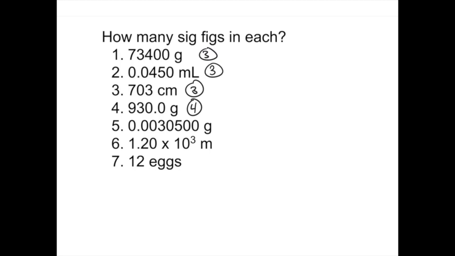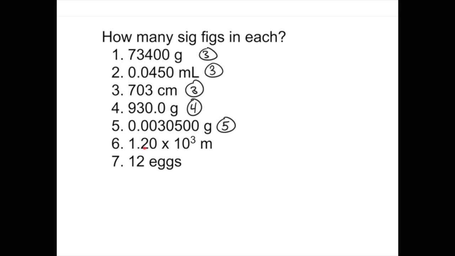Moving along, we've got a number with zeros at the beginning, at the end, and sandwiched. We've got zeros all over the place. Of course, the 3, the 0, and the 5 here are significant. So are the zeros at the end because they're at the end and there's a decimal point. So 1, 2, 3, 4, 5. But the first 3 zeros are not significant, so just 5 significant figures.